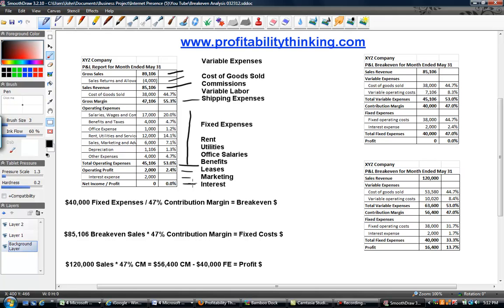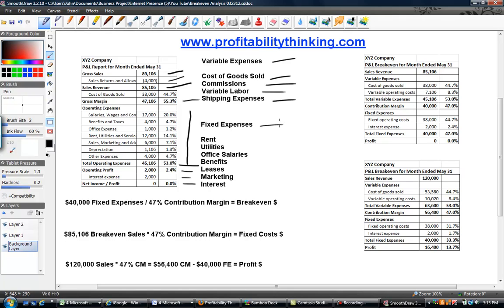Variable expenses are expenses that increase or decrease with the level of sales. Some examples of variable expenses might be cost of goods sold, which increase or decrease with the level of sales, commissions the same way, variable labor, which happens if you have a service business where labor increases and decreases directly proportional to your sales, and shipping expenses if you ship to your customers at your expense. Each of these expenses increases or decreases with the level of sales. Variable expenses are typically expressed as a percent of sales or dollars per unit.